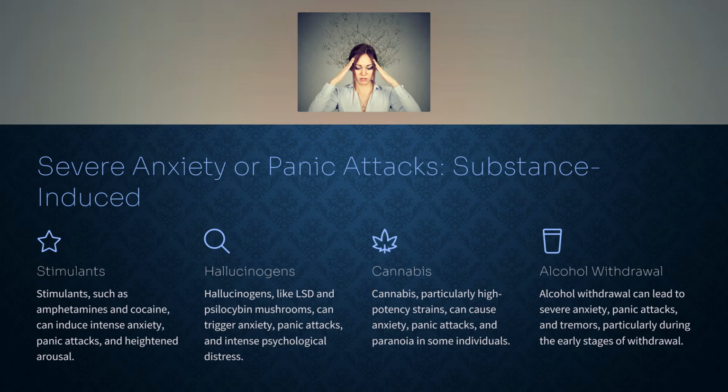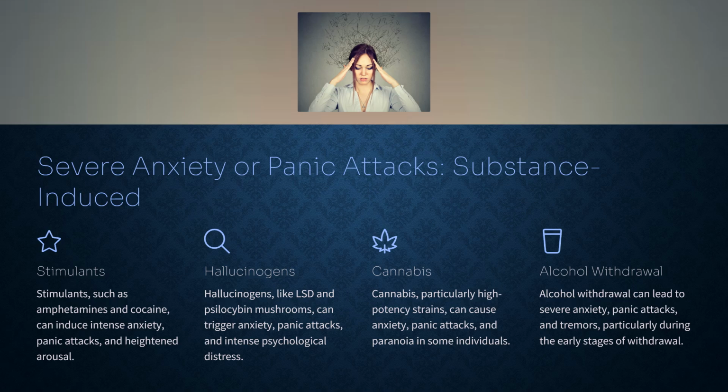So what are the substances that can cause anxiety? One is stimulants. Stimulants like amphetamine or cocaine can induce anxiety, panic attacks, or a heightened state of arousal. Hallucinogens like LSD, psilocybin. Psilocybin are the mushrooms, basically. They can also trigger anxiety, panic attacks, and intense psychological distress. Cannabis, particularly high potency strains, can cause anxiety, panic attacks, and paranoia in some individuals.